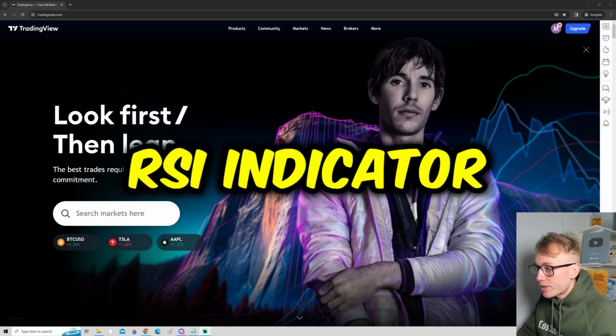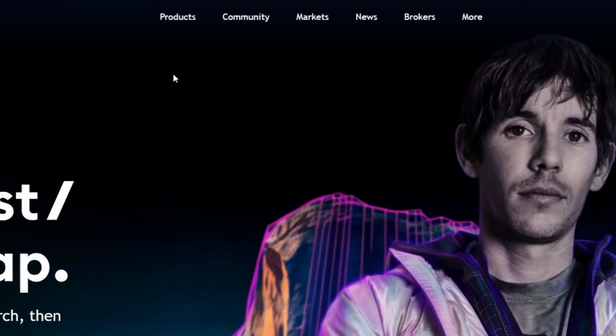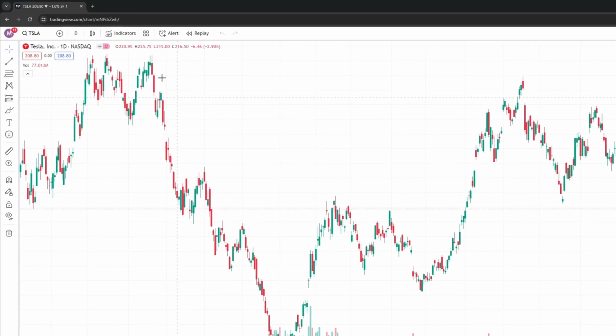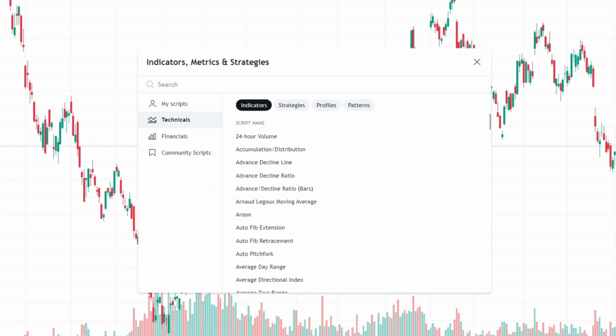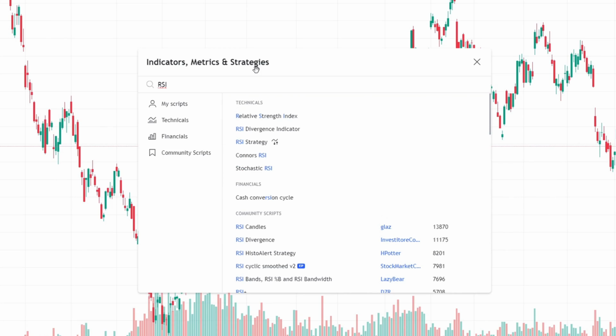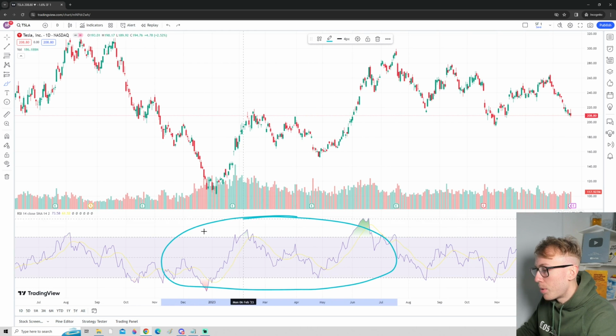So to add the RSI indicator to TradingView, you want to go up here to products and press on Super Charts. After this, you want to navigate up here to the indicators tab and simply search for RSI, or if you're fancy, the Relative Strength Index. Then go down here and open up the first indicator called Relative Strength Index. The indicator will now appear at the bottom of the chart.